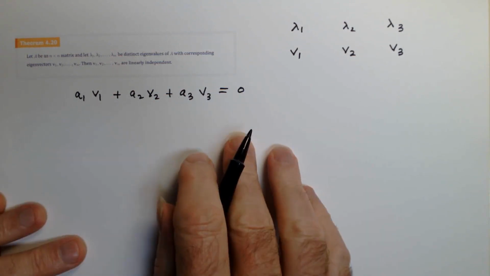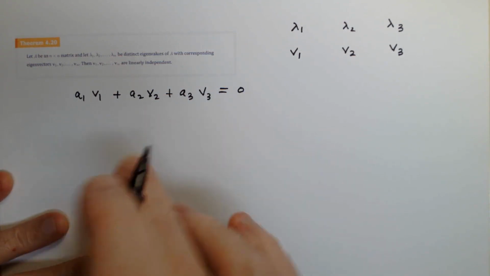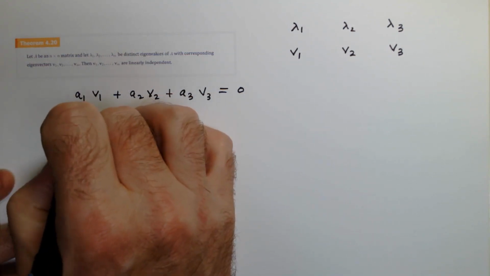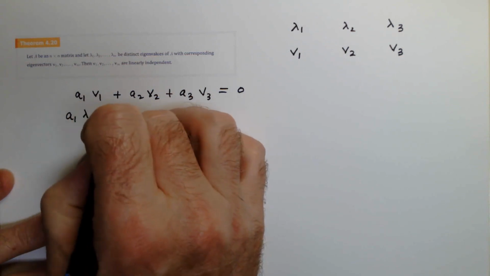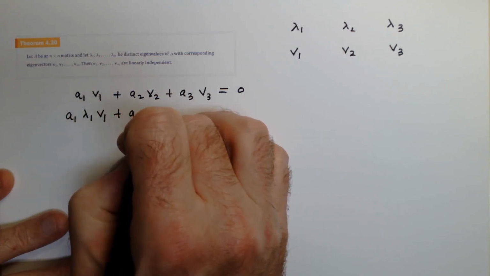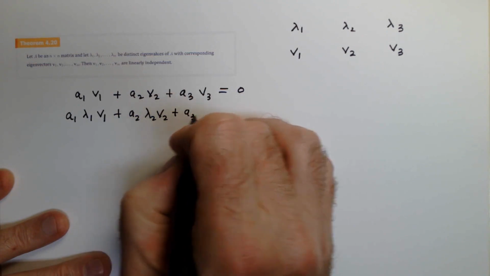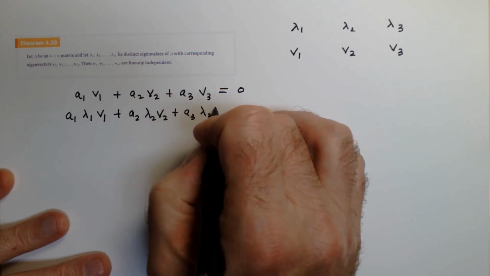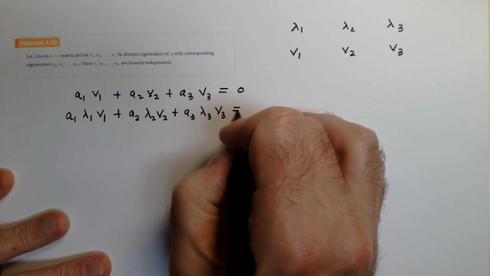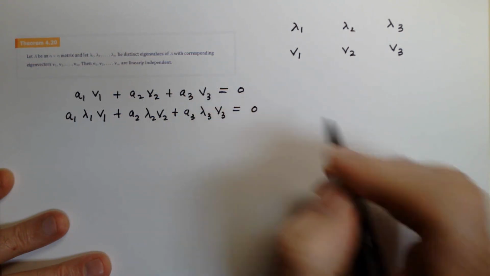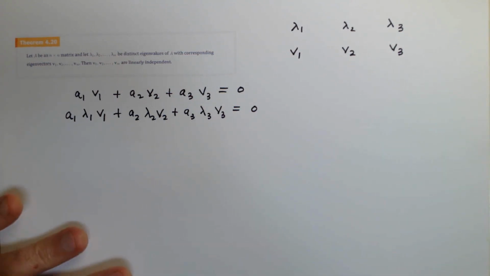So apply A to both sides, use these properties. What we end up with is an equation that looks like this: a1 lambda 1 times v1, a2 lambda 2 times v2, and a3 lambda 3 times v3. And that's going to have to equal what I get when I apply A to the zero vector, which is just 0. All right, so that's step 1.